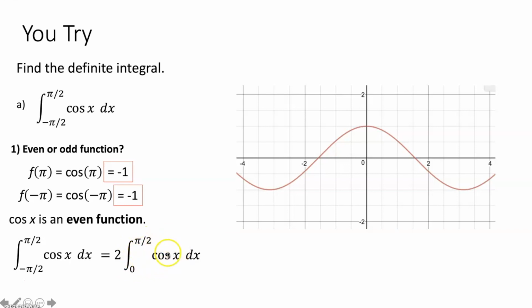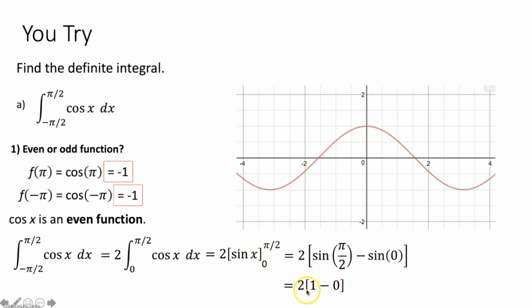Well, to evaluate this definite integral, I need to use the fundamental theorem of calculus. First step in that is finding the antiderivative of our given function. What's the antiderivative of cosine of x? That would be sine of x plus c. But because I'm using the fundamental theorem of calculus, I don't need to include c because they cancel out during the fundamental theorem of calculus. Now I use the fundamental theorem of calculus and I plug in my upper limit of integration for x and subtract when I plug in my lower limit of integration for x. I simplify and end up getting 2 times 1, which is 2. That would be the area under this function on this given interval.